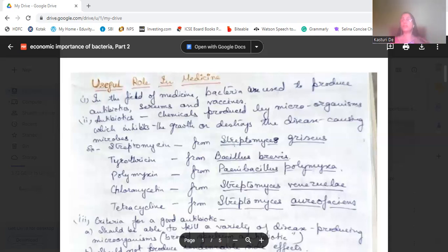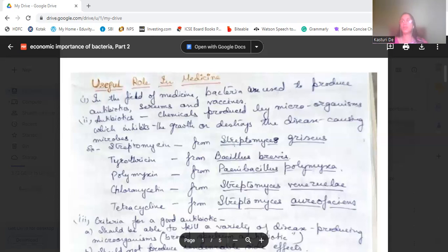These chemicals are produced from microorganisms, and the microorganisms producing them stop the growth of the disease-causing microorganisms. That is, the growth of harmful microorganisms is stopped by these useful microorganisms. They stop it, or sometimes they also destroy it. For example, streptomycin is an antibiotic which is prepared from Streptomyces griseus.